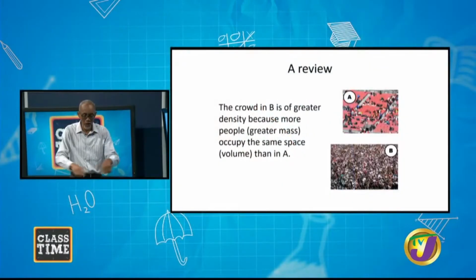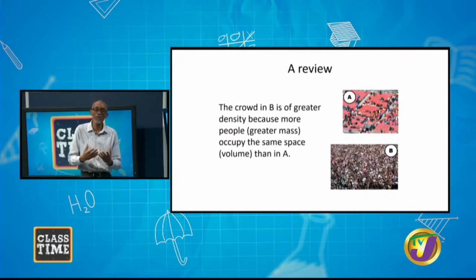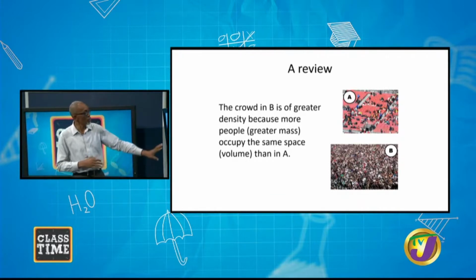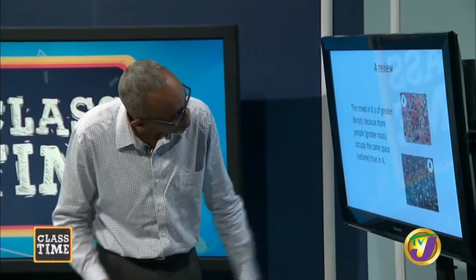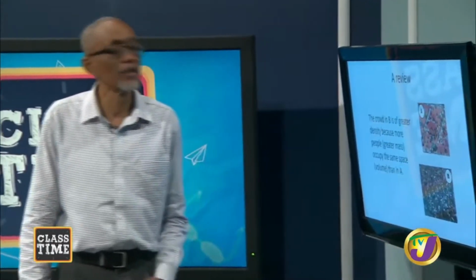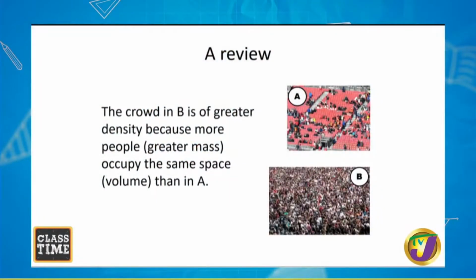Let's keep with the elevator example. If 10 people are in the elevator, then they are occupying a certain space. So they have greater mass, and they're occupying the same volume, so their density would be greater. Here, if I were to take this crowd and put it over here, it is a whole heap of people packed in there. And this is fewer people in the same space than in crowd B. So crowd B is of greater density because more people, greater mass, occupy the same space or the same volume than in A.